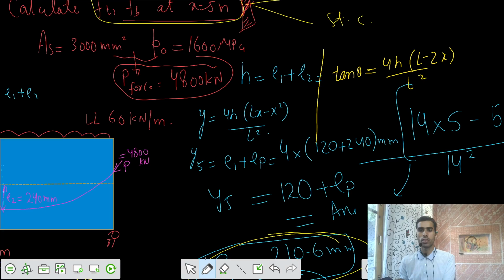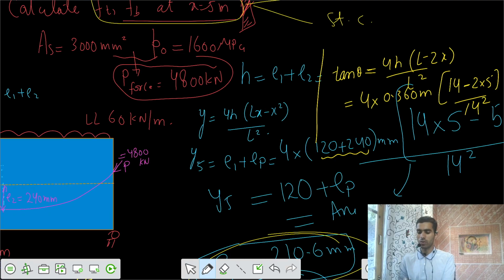I know the value of h was 0.360 meters, and L is 14 meters, minus 2 into x, which is 5 meters, divided by L square. L square is 14 square. So I can solve that. That's the inverse of 14 square into 4 into 0.36 into (14 minus 10). So I can multiply by 1000 and get 29.3878.